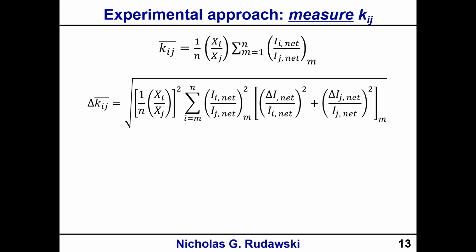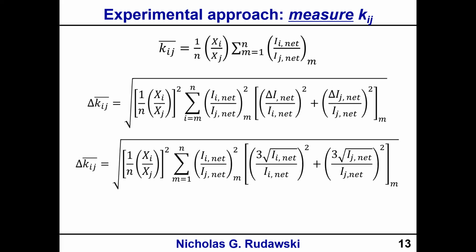And this is what it looks like. Again, we can simplify this because we know what delta I net is, and delta I_i net. Sorry, I missed that apparently in that second term there. I put it in the bottom one though. But we can replace delta I_i net and delta I_j net with 3 times the root of I_i net and 3 times the root of I_j net. So that's our final equation for the error in the average measured value of k_ij.